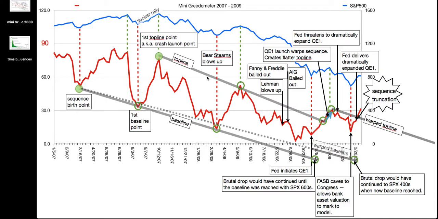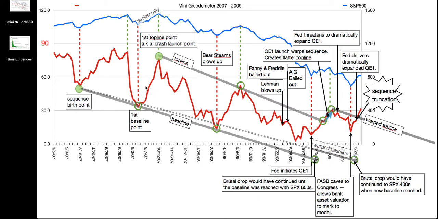In general, the slower the crash, the bigger this opening is, the flatter the baseline is, and the less frequent these gaps are in the baseline and top line inversion points. Okay, so that's the basic structure. You can see in 2007.